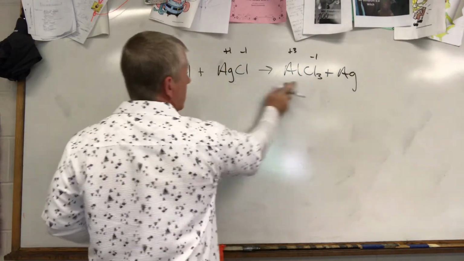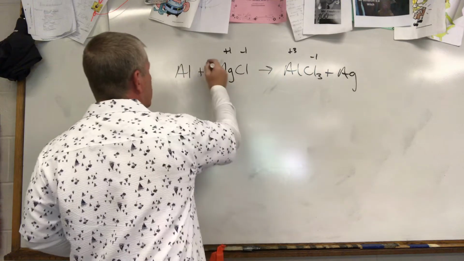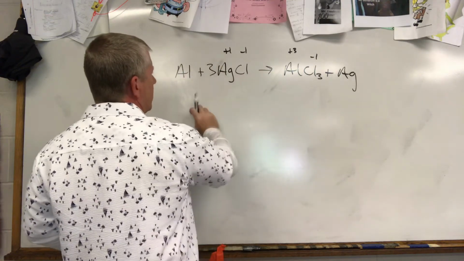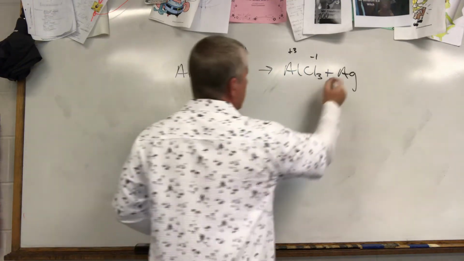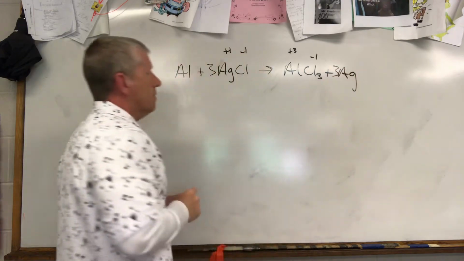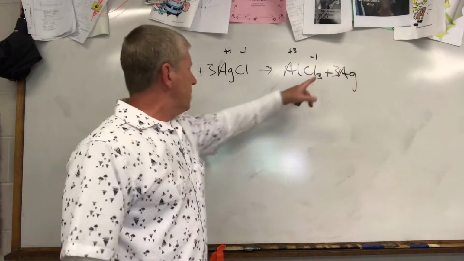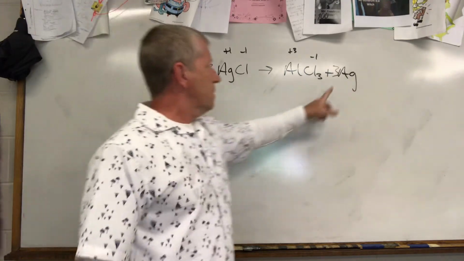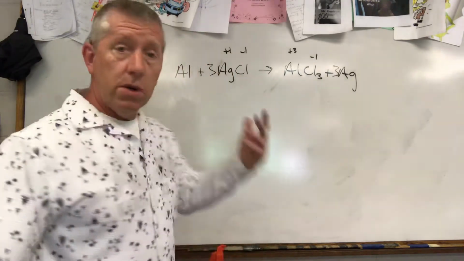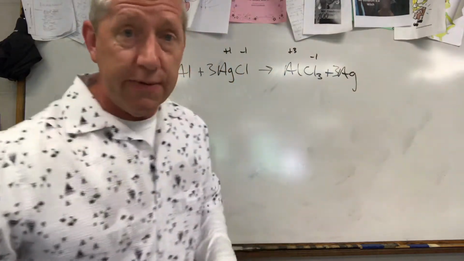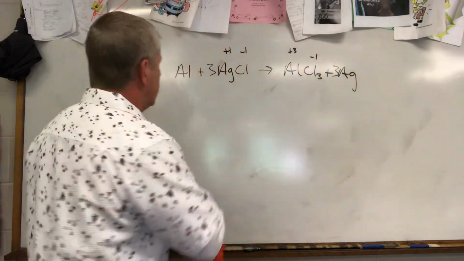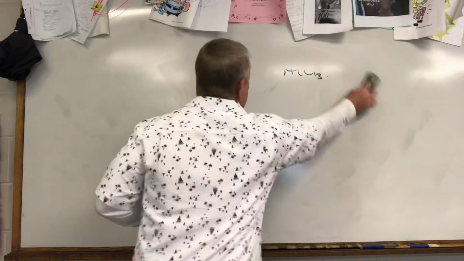Right here I have 3 chlorines, so I need 3 chlorines here. I'll put a 3 in front of the chlorine, but that means 3 silvers. So put a 3 there for the silver. All right, so 1 aluminum, 3 chlorines, 3 silvers, and 3 silvers, and we're good. So there's another example, a lot of examples so far, and again, we'll do more later, of single displacement. Okay, move on.